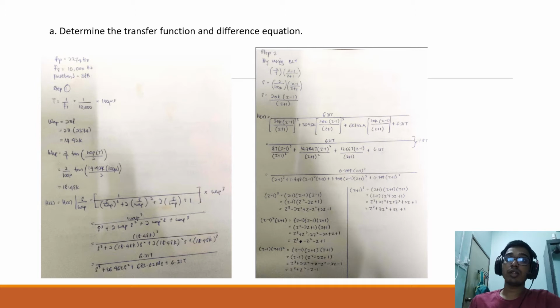after including the Wp result, we make the calculation, which we get in this form: 6.31T, which is tera, divided by s power of 3 plus 36.96K, which is kilo, s power of 2, plus 6883.02 mega s, plus 6.31 tera.